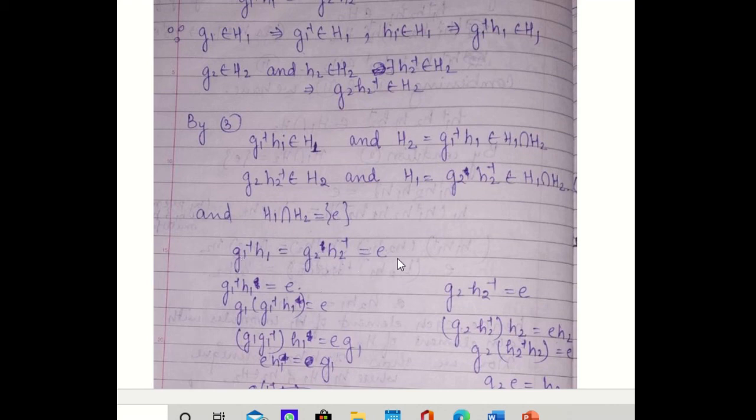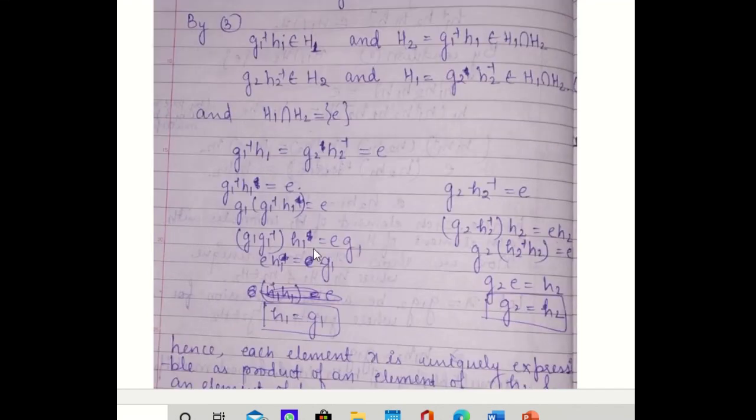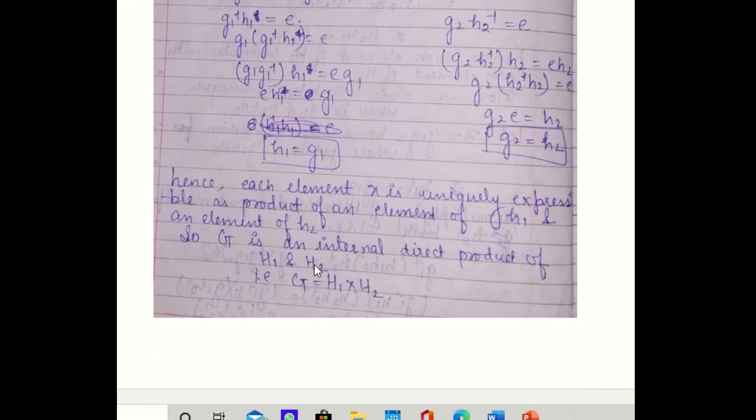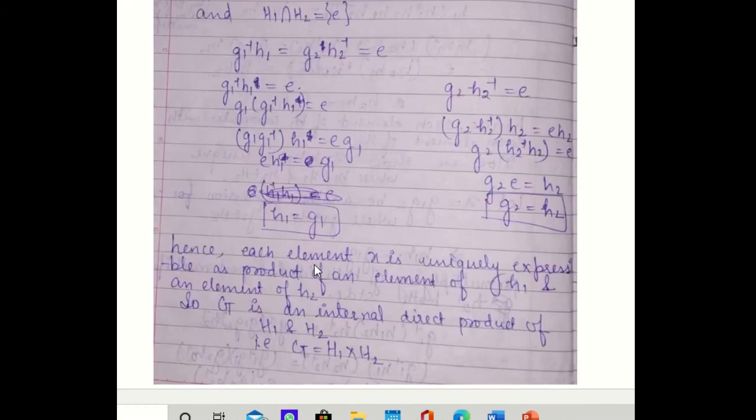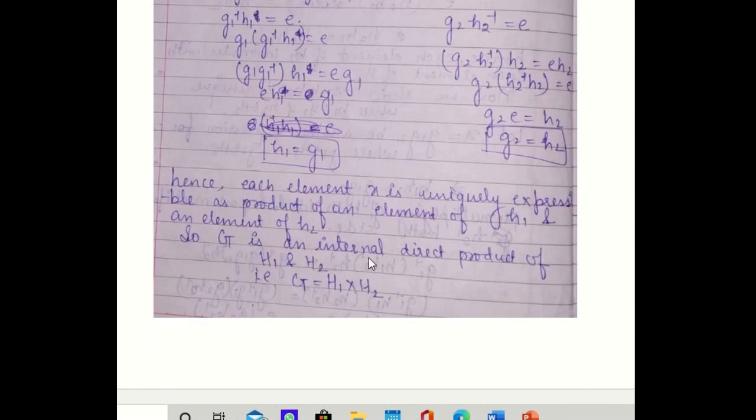So by taking this with e, you will get g1 into g1 inverse into h1 is equal to g1. So this can be solved and you will get h1 equal to g1. And similarly, g2 into h2 inverse is equal to e, so we get h2 equal to g2. Hence, each element x is uniquely expressed as the product of an element of H1 and an element of H2. So if G is an internal direct product of capital H1 and capital H2, then G is equal to H1 cross H2.